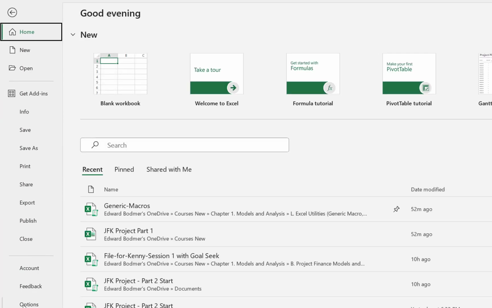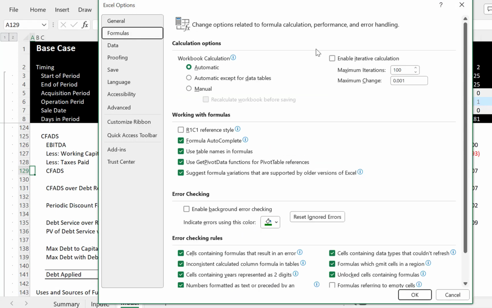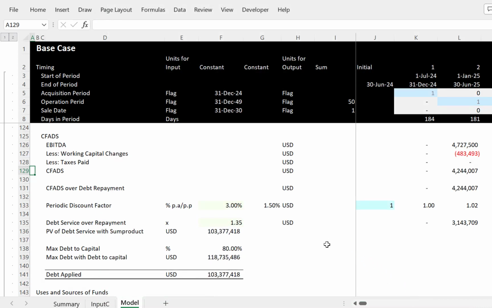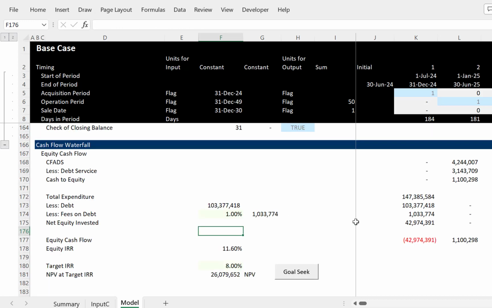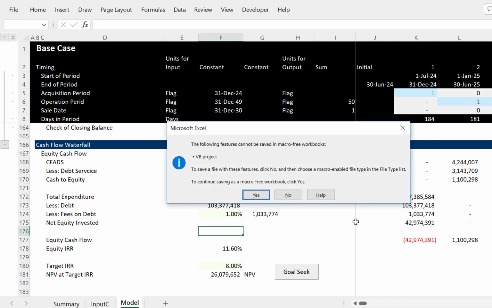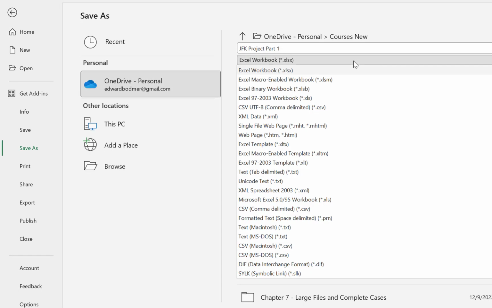We're going to go to options, and right now I'm going to go to formulas, and I'm going to enable iterative calculation, and press OK. Everything works. It works just fine. But we have an NPV difference. I've got to save this as a macro enabled workbook, not macro free.